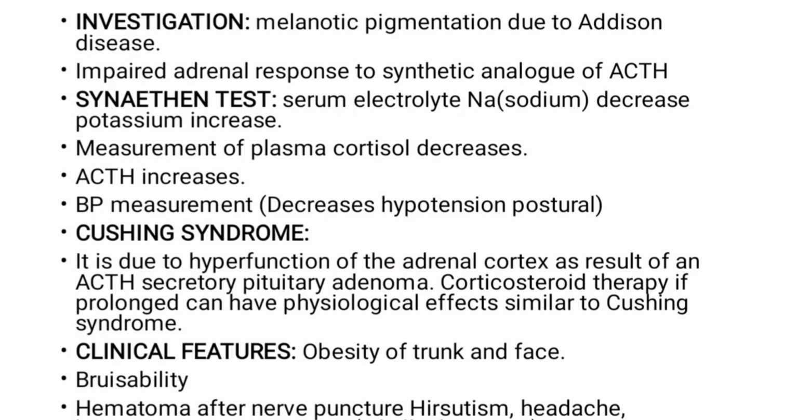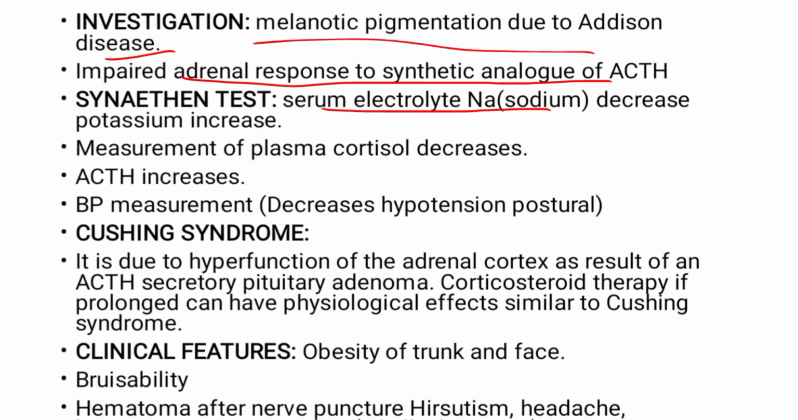For investigation, if you see melanotic pigmentation, it is due to Addison's disease. Basically it is due to the impaired adrenal response to a specific analog of the ACTH. You can also do a test in which you check your sodium levels and your potassium levels. Sodium levels are decreased and potassium is increased in Addison's disease.